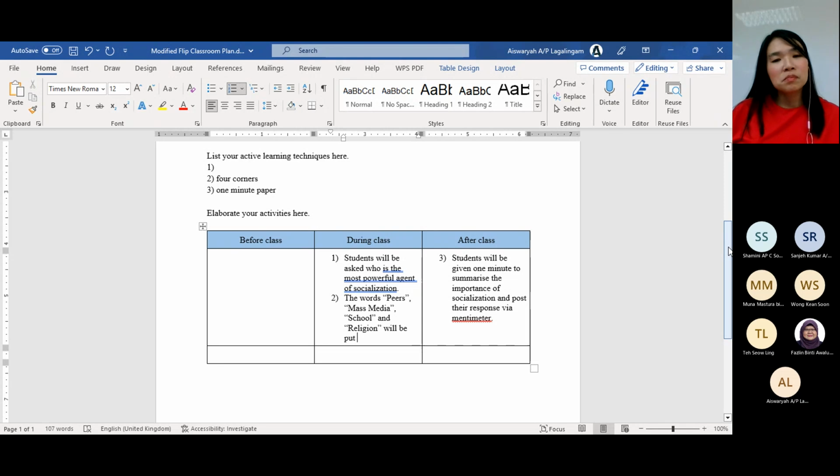And after class, of course, I was thinking of doing the 1 Minute Paper, whereby they will be given 60 seconds to summarize why they think socialization is extremely important in the development of humans. They are not going to write this on a piece of paper, but I'm going to provide them with a Mentimeter link, and they're going to post their responses on Mentimeter. And I only have this much.